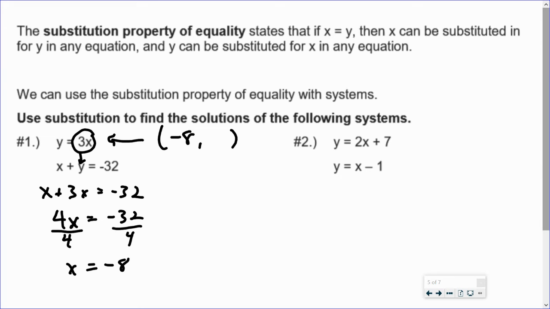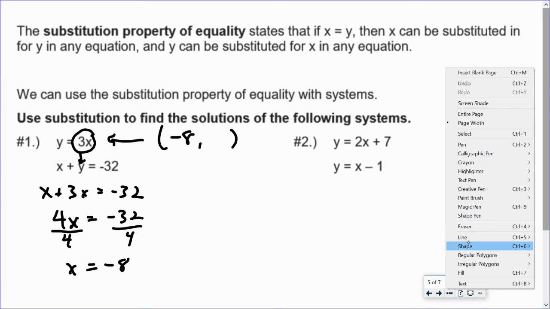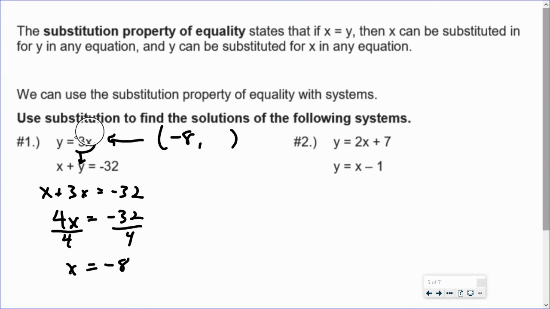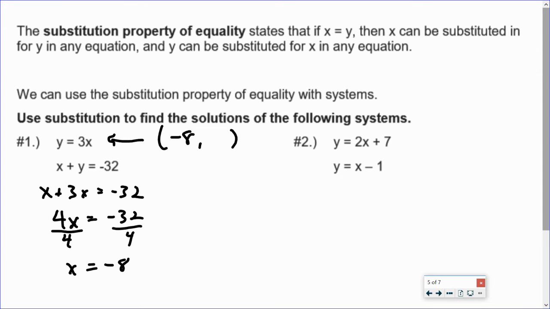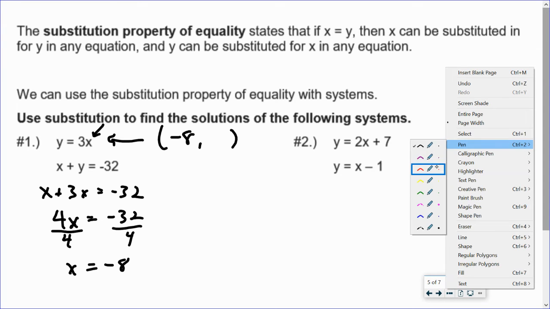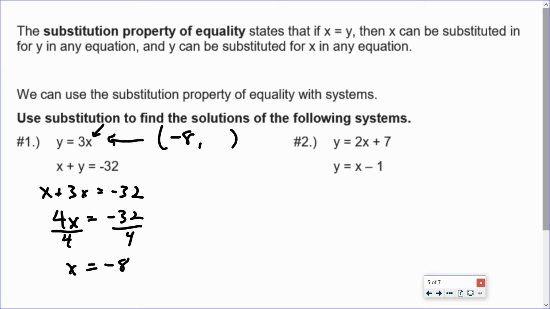Now, I'm going to have to figure out what my y coordinate should be. So at this point, I'm going to decide which equation to use. Which one makes it look easier for me? It doesn't matter which one. I can go top or bottom. Personally, I like this top one, because it looks like as soon as I put that in there, I'll have my answer. So let's try that. Let's put this answer of -8 in for this x. So y is equal to 3 times -8. Well, that tells me y is -24.